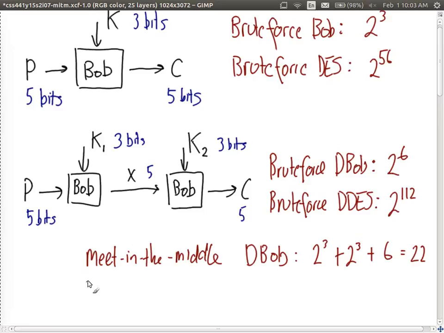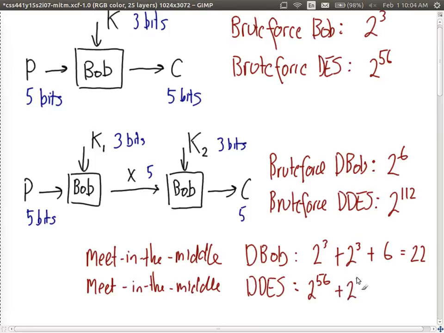In double DES, we must do a brute force attack on the single version, so there's 2 to the power of 56. And then, worst case, we need to do another 2 to the power of 56. Similar here, we did 2 to the power of 3 encrypts from one direction, 2 to the power of 3 decrypts from the other direction. So we do 2 brute force attacks, plus some others. Here we had plus 6. How many we plus here depends upon how many matches we get. Here we had 6. There were 3 matches.